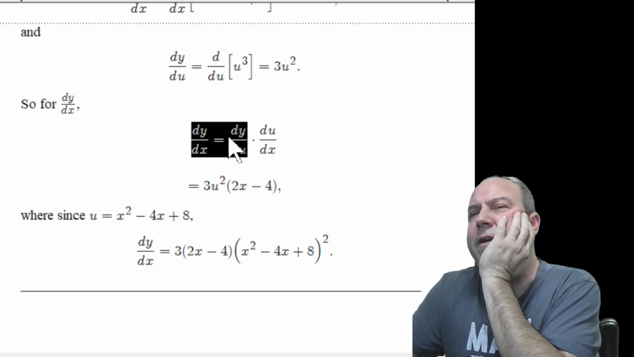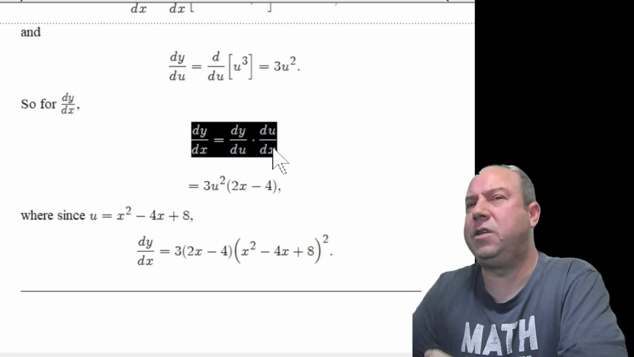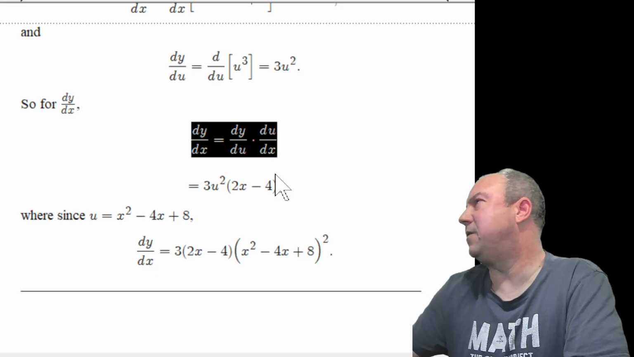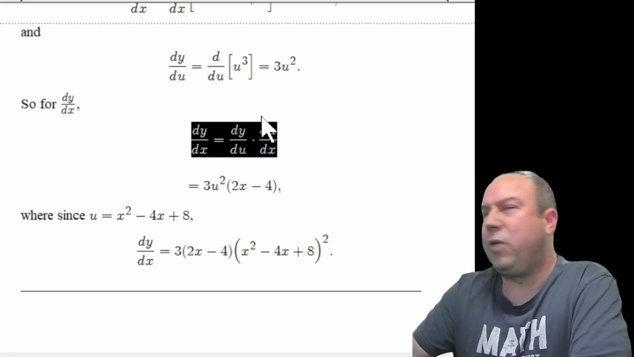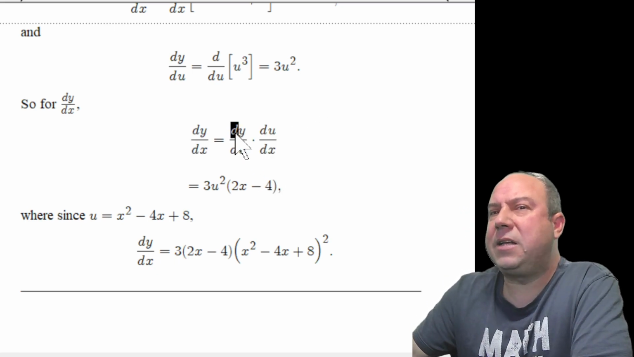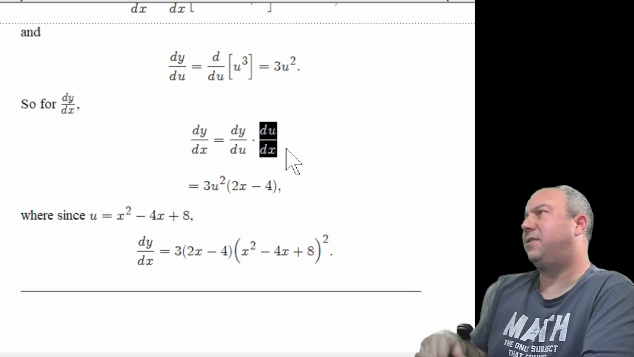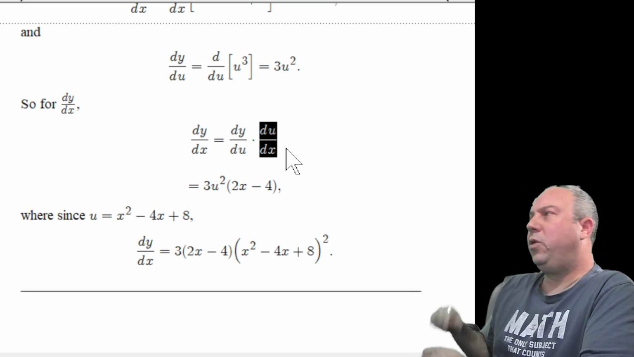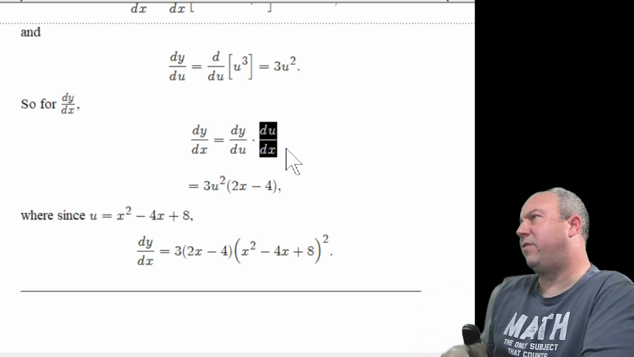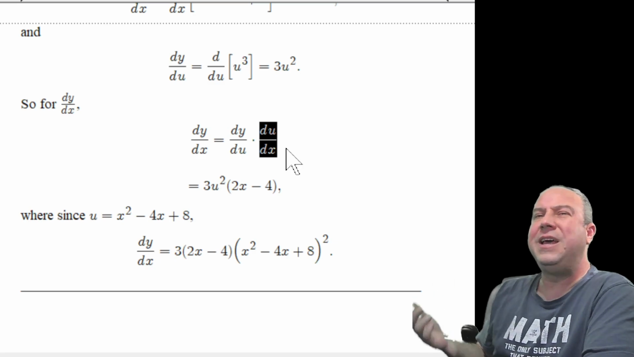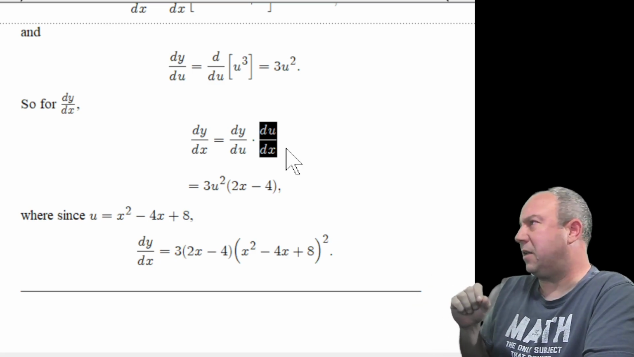This variation, we say dy dx is equal to dy du times du dx. If we can identify how we might express dy in terms of du, which would help us define du in terms of dx, we can just find those individual derivatives of those declared functions and multiply them with respect to each other.